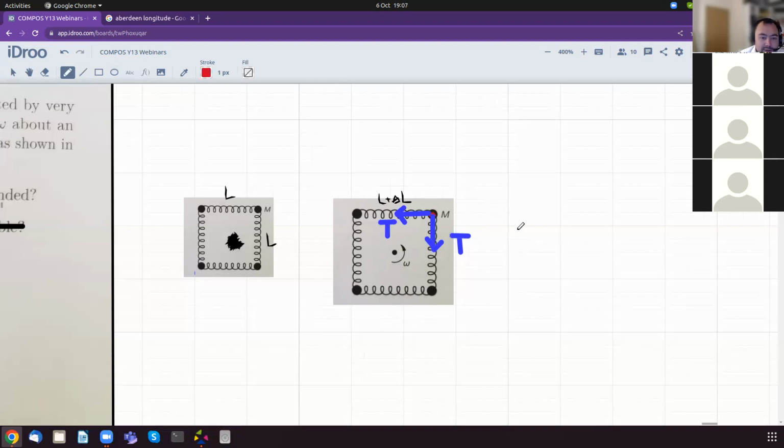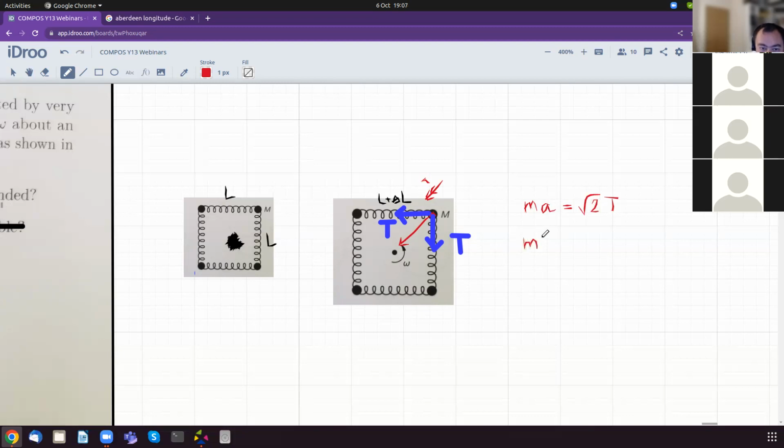We can write that T plus T, in this case, is the resultant force. The resultant force causes the mass to accelerate towards the center of the circle. So mass times acceleration is equal to T plus T. You can add the T using the parallelogram rule, and that's going to be square root of 2 T. And we know acceleration is equal to v squared over r.